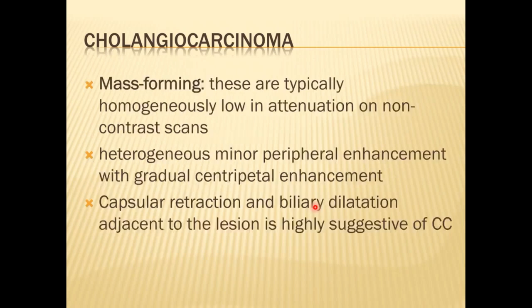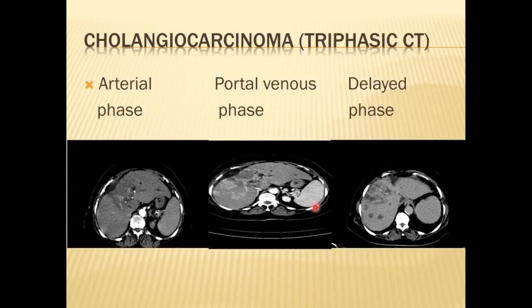The presentation of cholangiocarcinoma is seen as a mass-forming lesion. They are typically homogeneous, with low attenuation on non-contrast scans, and they show heterogeneous minor peripheral enhancement with gradual centripetal enhancement. Capsular retraction and biliary dilatation adjacent to the lesion are suggestive of cholangiocarcinoma. As we can see on arterial phase, this is capsular retraction by the liver, and peripheral biliary duct dilatation adjacent to the lesion.